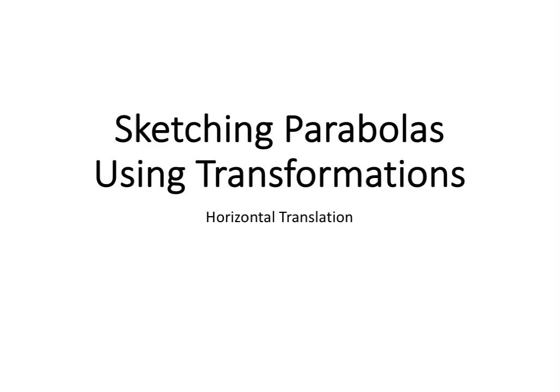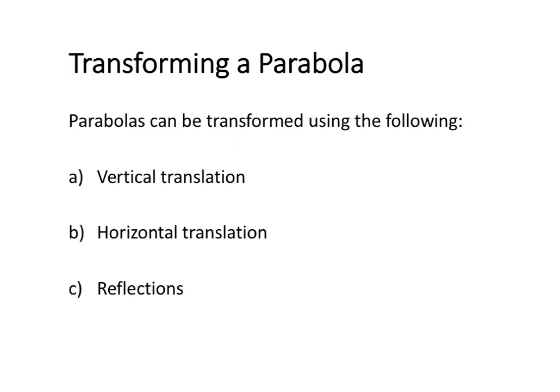In this video, we're going to have a look at how to sketch parabolas using transformations, in particular a horizontal translation. Parabolas can be transformed using the following transformations on a Cartesian plane. The first one is a vertical translation, which will move the parabola along the y-axis. The second one is a horizontal translation, which moves the parabola along the x-axis.